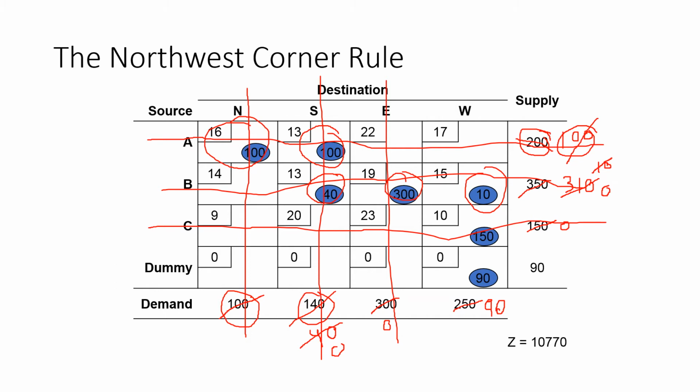So what's the cost of this transportation assignment? I'm shipping 100 at a cost of 16 per unit, so 100 times 16, plus 100 times 13, plus 40 times 13, plus 300 times 19, plus 10 times 15, plus 150 times 10, plus 90 times 0, a total of z equals 10,770. This is the total cost. Now the question is, is this optimal or can I do better? Can I have a cheaper transportation cost to satisfy the various demands and not violate the various capacities of the production sources?